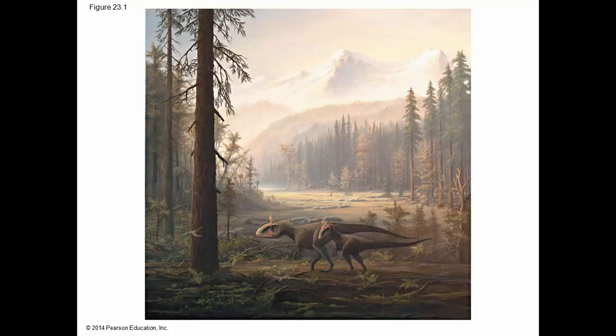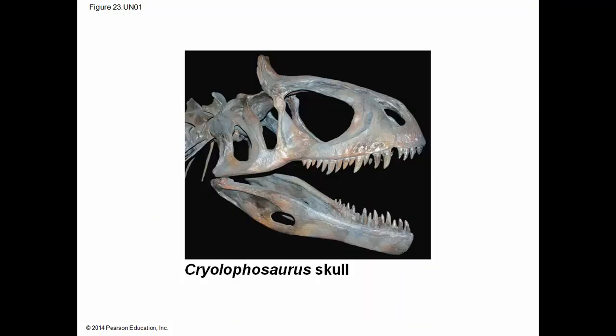The fossils in this area around Antarctica reveal that the ocean around Antarctica was warm and teeming with tropical invertebrates. So we're going to look at some of the mechanisms about how different continents could have different ecological conditions throughout time. Here's the skull of the Cryolophosaurus, just to show you that is, in fact, a dinosaur living in Antarctica.